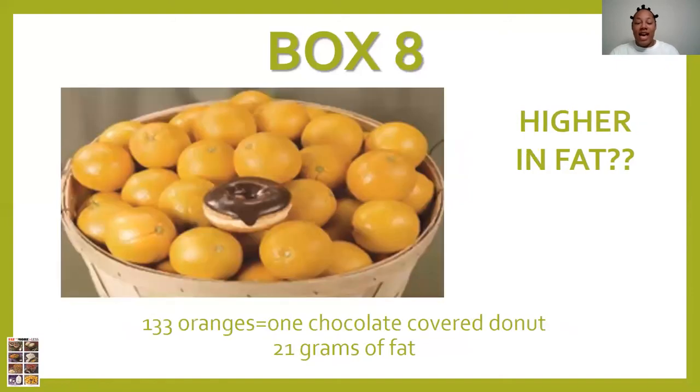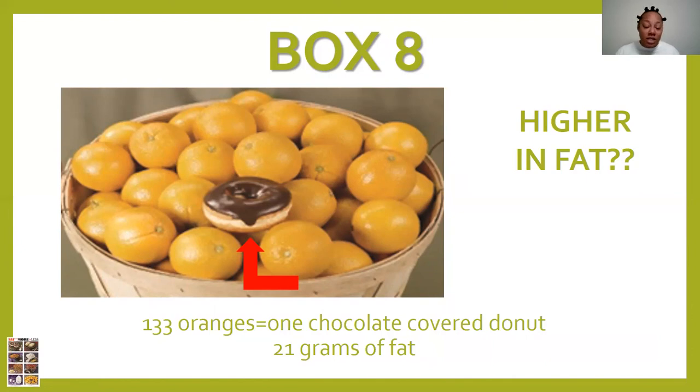All right. And then box 8, the last box. Here we have 133 oranges, and then we also have one chocolate covered donut. Both of these equal 21 grams of fat. Can somebody tell me which one is higher in fat? If you shouted at the computer that the one chocolate covered donut is higher in fat, then you are correct.